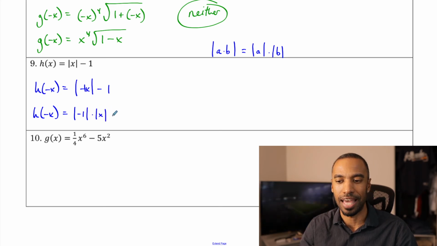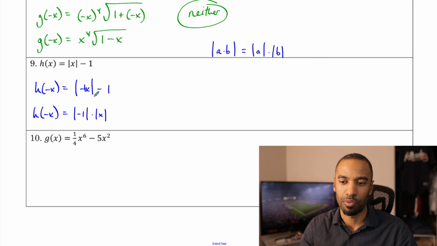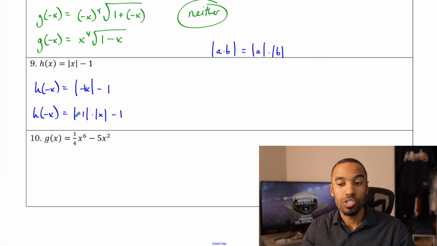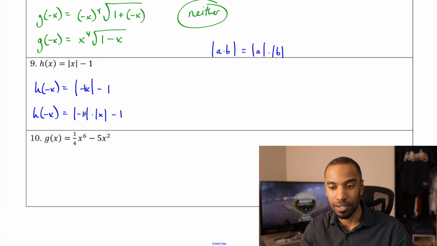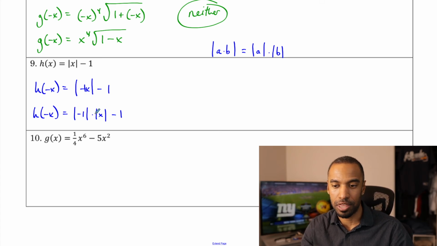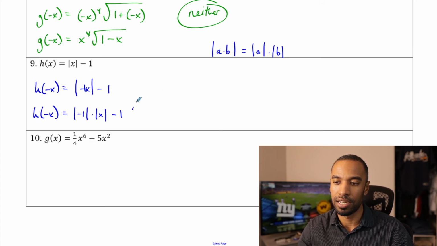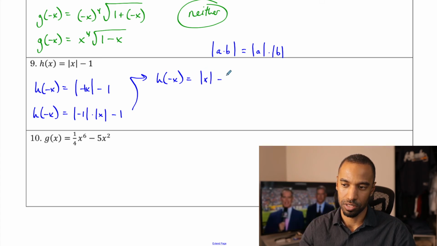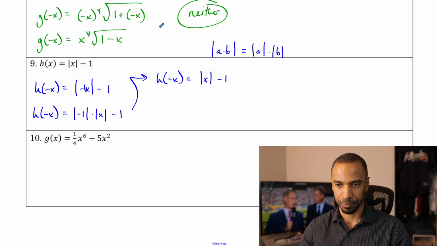We can split that up, right? That's -1 times x. And there's a -1. Now, the absolute value of -1 is 1, right? And 1 times anything is just that thing. So I'm going to let this thing go away. Bye-bye, you're gone. And you know what this now says? H of -x equals just the absolute value of x minus 1. That's the end result of this.